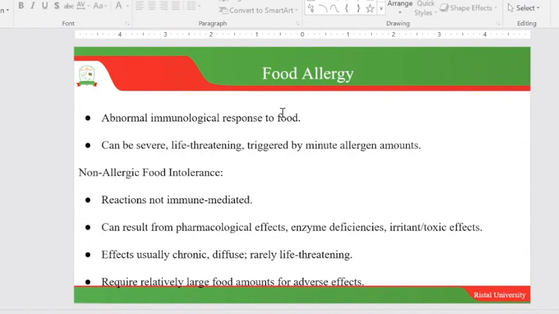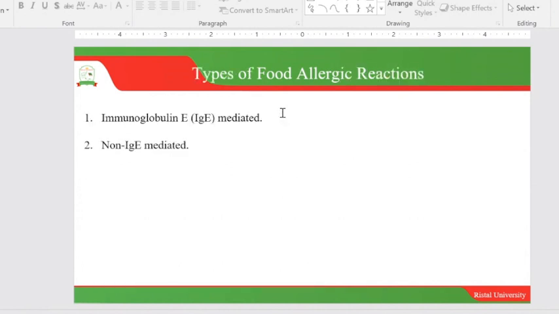So, non-allergic food intolerance: here we are looking at a reaction that is not immune related. Okay, and this can result from pharmacological effects, enzyme deficiencies, irritants, and the effects usually are chronic and diffuse, and these are not really life-threatening, the non-allergic food intolerances. And these require relatively large food amounts for adverse effects to happen. But if someone has eaten only a little of the food, then it's okay. So the types of food allergies, we have the immunoglobulin E mediated food allergies, and also the non-immunoglobulin E mediated allergies.